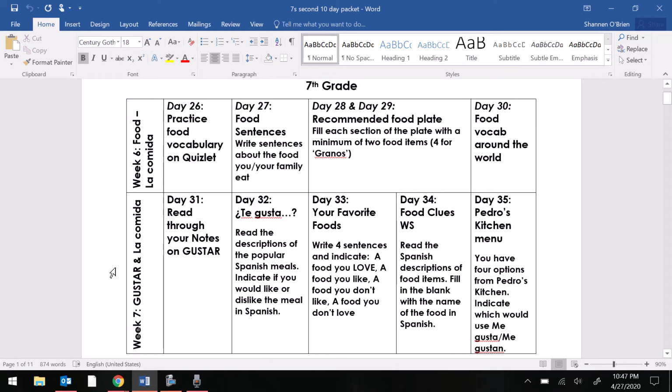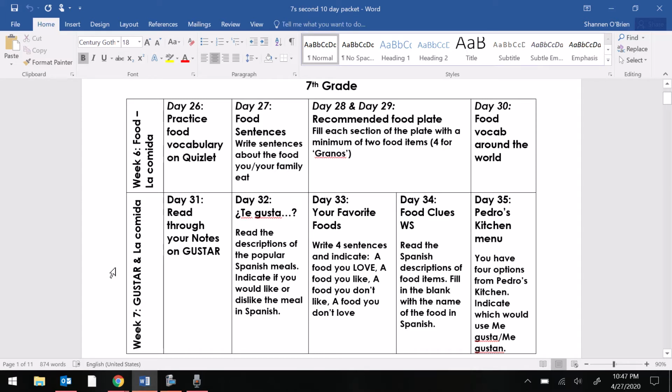Soy Señorita O'Brien reporting in for day 32 of your new contingency plan packet. We are on the bottom row where it says GUSTAR and La Comida. We are on the box second from the left where it says day 32, and it says Te gusta. So you're going to read the descriptions of the popular Spanish meals. You're going to indicate if you would like or dislike the meal in Spanish.